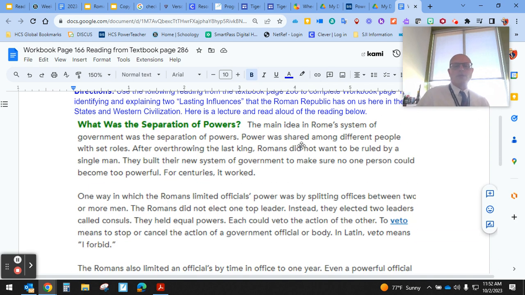So what was the separation of powers? The main idea in Rome's system of government was the separation of powers. Power was shared among different people with set roles. And what we're going to see is that they put it into three different branches.